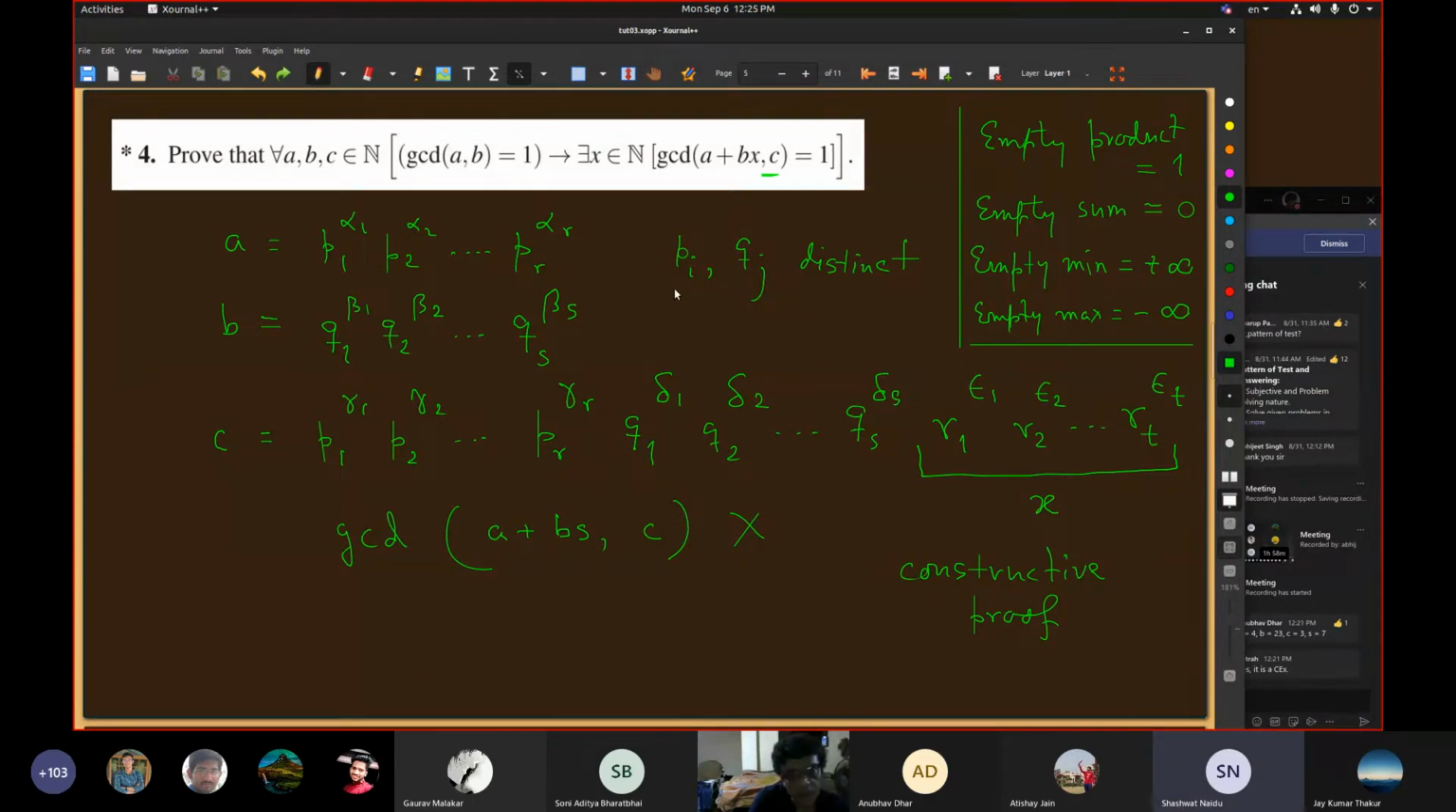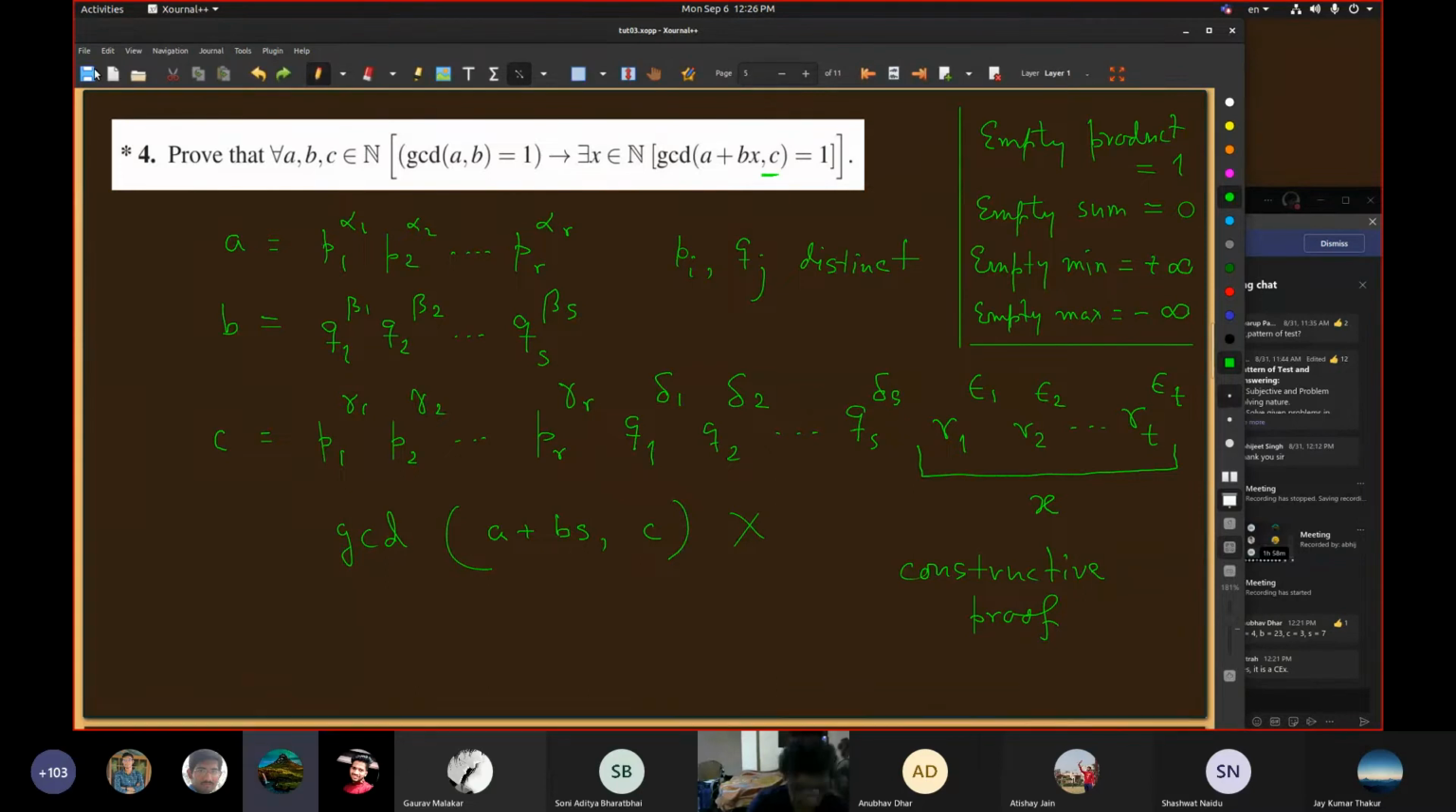Why some Pi cannot be a common factor of this and this. Likewise, you show why Qj is not a common factor of this and this, and no Rk is a common factor of this and this. This much you should write, in order to complete the proof.